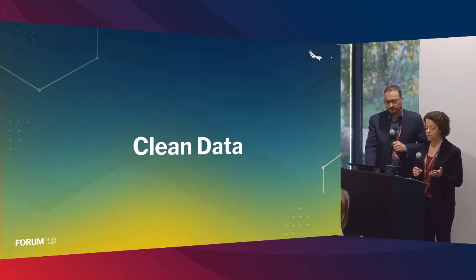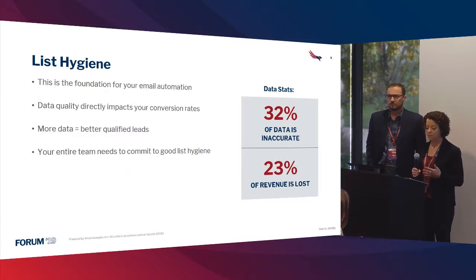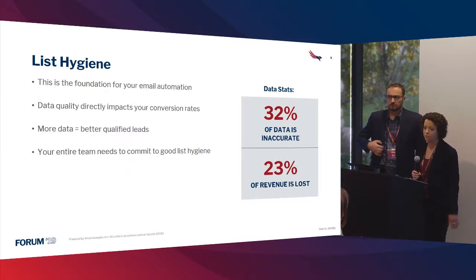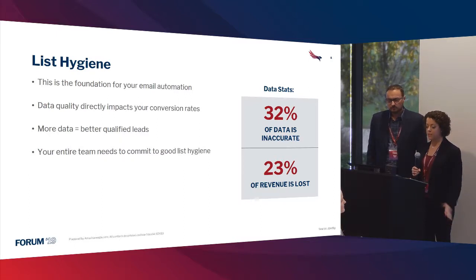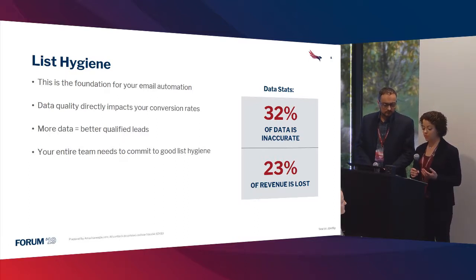The first step to email automation is having good list hygiene. A clean list is the foundation of your email automation because data quality directly impacts your conversion rates. Data quality impacts how you turn a lead into a customer. My research found that 32% of data in people's databases is inaccurate, which can lead to a 23% loss in revenue. It's a disappointing stat, but you have full control over your list.